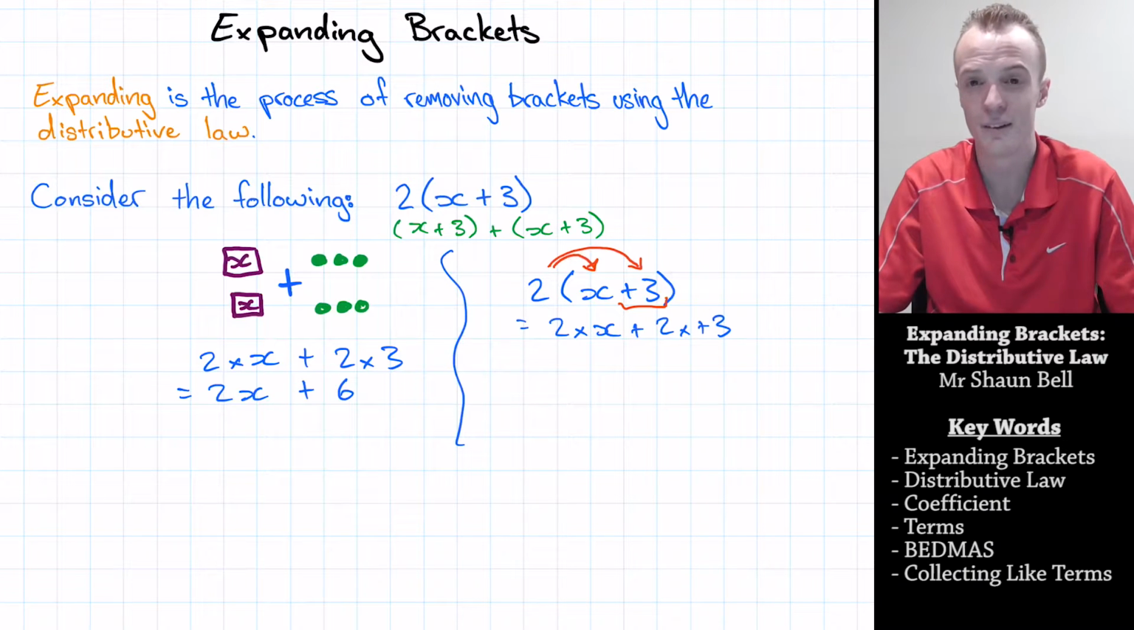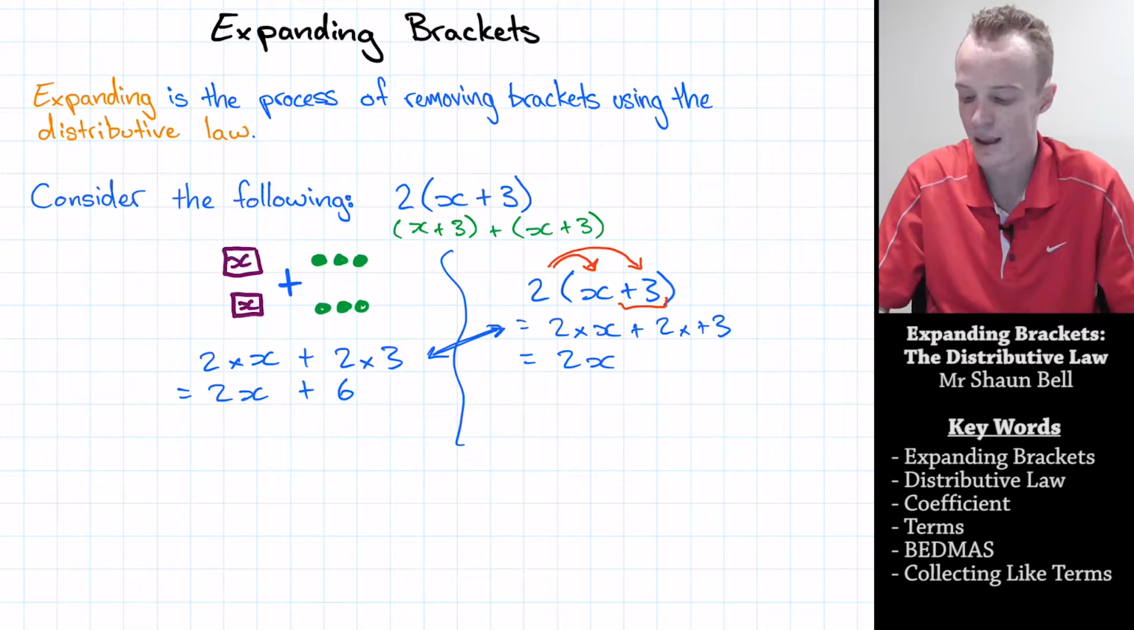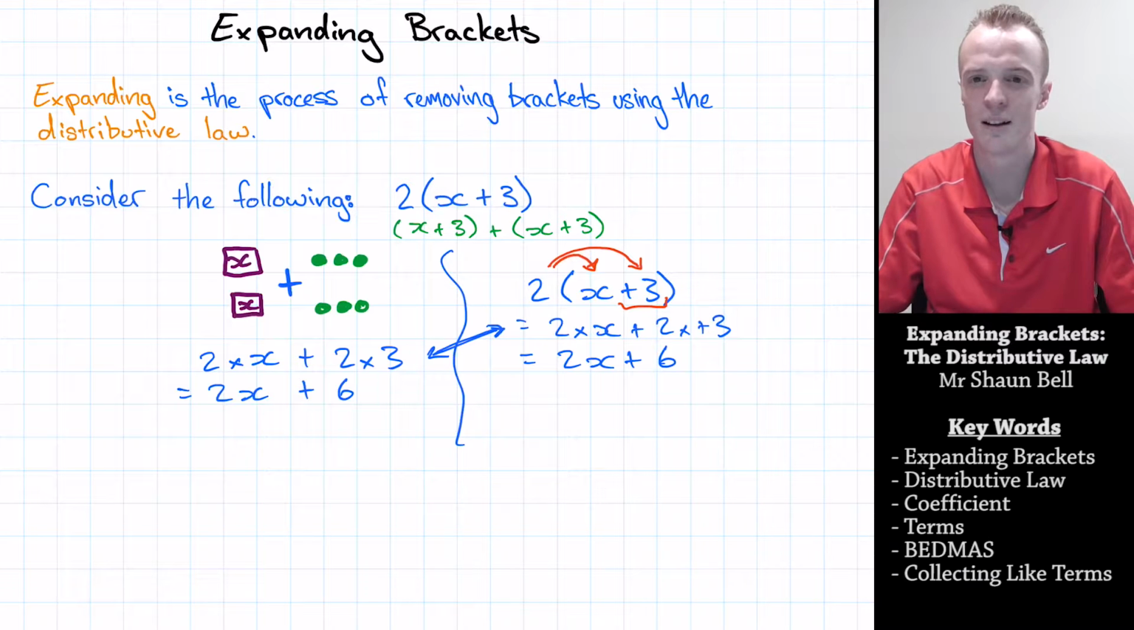And what you might notice is we're actually back in this step right here. They're the same. And of course, we know that 2 times x is equal to 2x, and that 2 times positive 3 is going to be positive 6. So the distributive law has allowed us to arrive at the same solution. But let's have a look at some more problems.